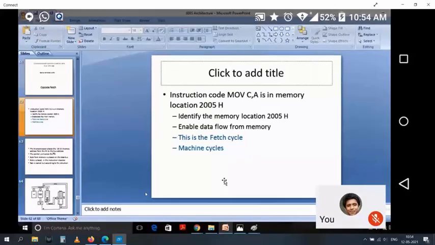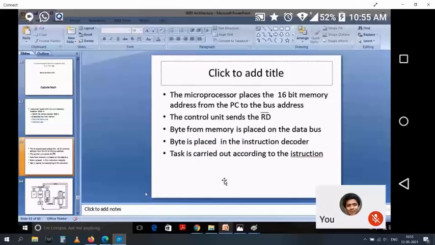And there are many machine cycles that will be required to do this operation. So we know that the microprocessor places the 16-bit memory address from the program counter to the address bus. Because what the program counter is doing, after every instruction is taking place, the program counter is incrementing by 1. So the program counter knows where the next is. So this 16-bit memory address is taken from the program counter to the address bus.